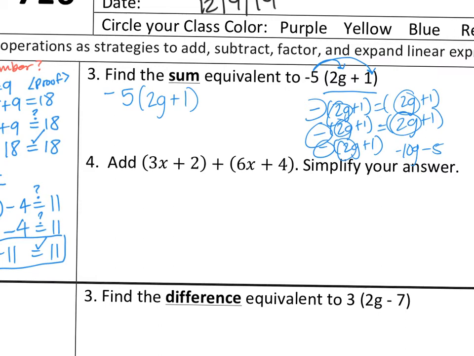Or you can just use the distributive property. And you have negative 5 times 2g, which is negative 10g, and then negative 5 times positive 1, which is negative 5. So you have negative 10g minus 5.